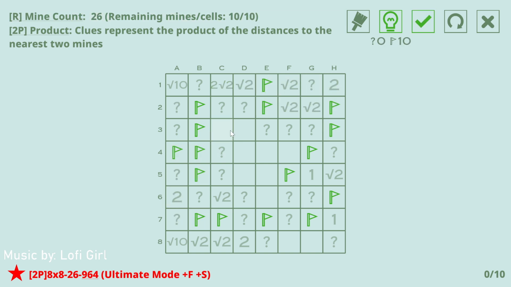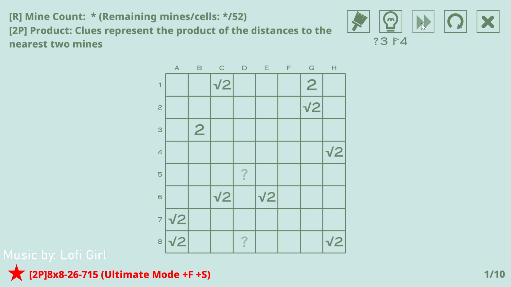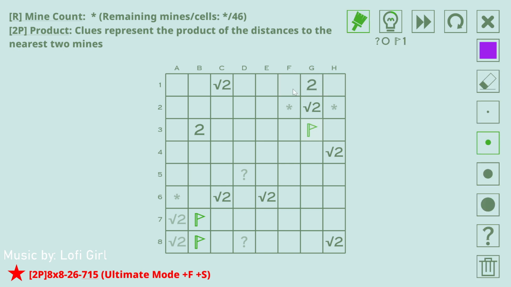Alright, and 12 mines remaining. Perfect. Ta-da! Okay, let's keep going. Okay, this root 2 is trivial. That's trivial. This again can't be root 2 times root 2. So that's a mine.